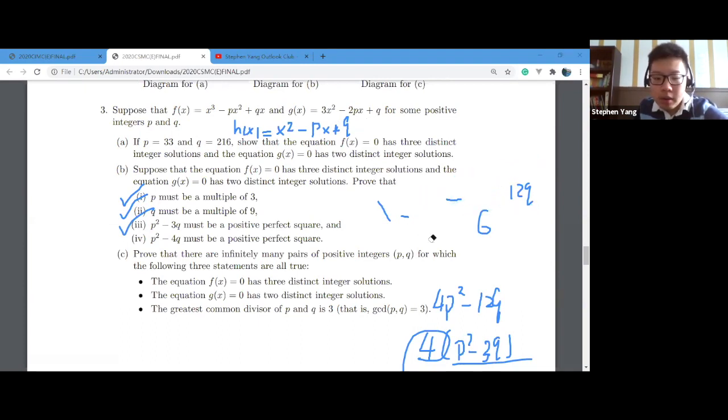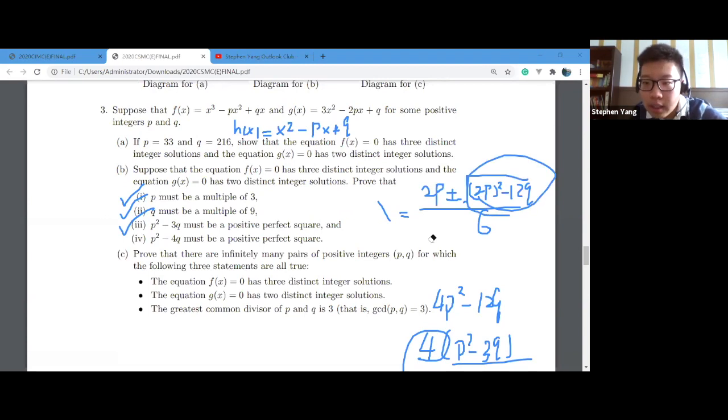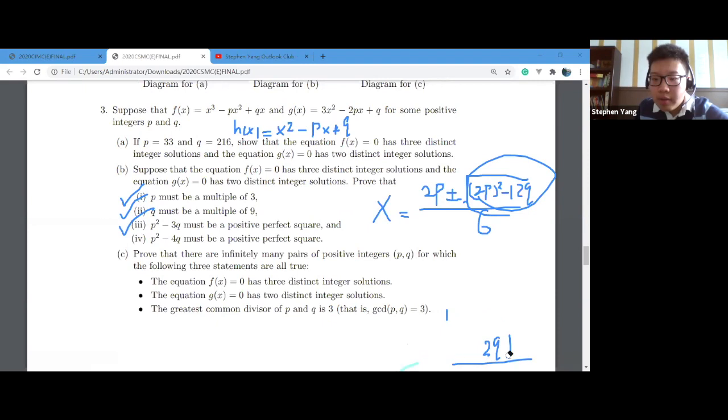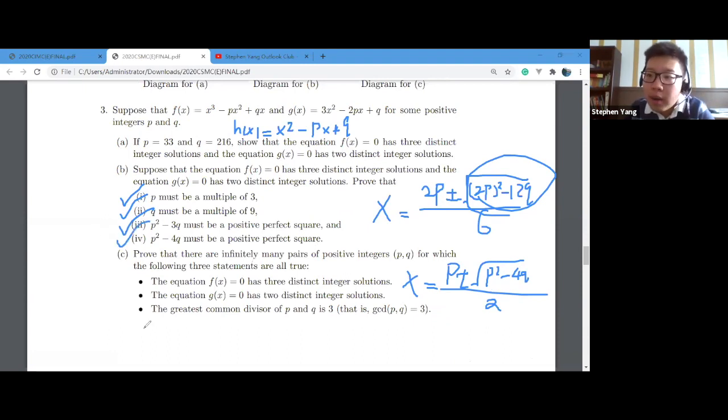Now part 4. Oh, I should not erase that. So part 4, it'll be by the quadratic formula in h of x. So in h of x, x would be equal to p plus or minus the square root of p squared minus 4q, over 2. And this part must be a perfect square, which means this is proved. So now part B is proved.